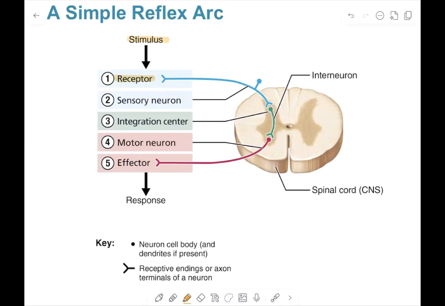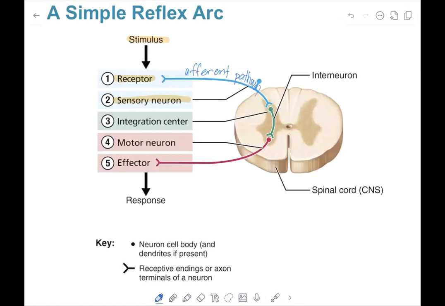Stimulus can be anything, either internal or external. Could be something internal like a chemical activating a receptor, or something external like pain or temperature activating a receptor. Then that signal is conducted to the spinal cord, and that's conducted via an afferent pathway.